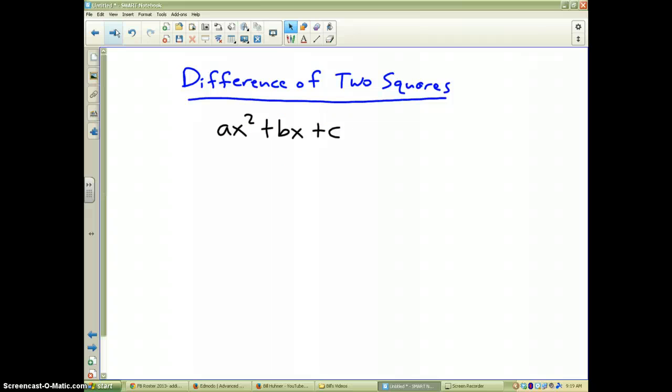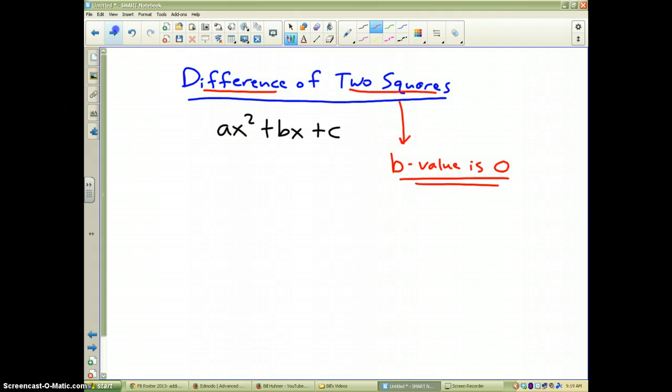The second type of case is the difference of two squares. And what's important to note about the difference of two squares, it's exactly what it says. It's minus, and we've got two squares. But the most important feature is the b value is 0. This number right here is going to be a 0, which wipes out this term, and this symbol right here is going to be a minus. So these are all going to be in the form ax squared minus c.